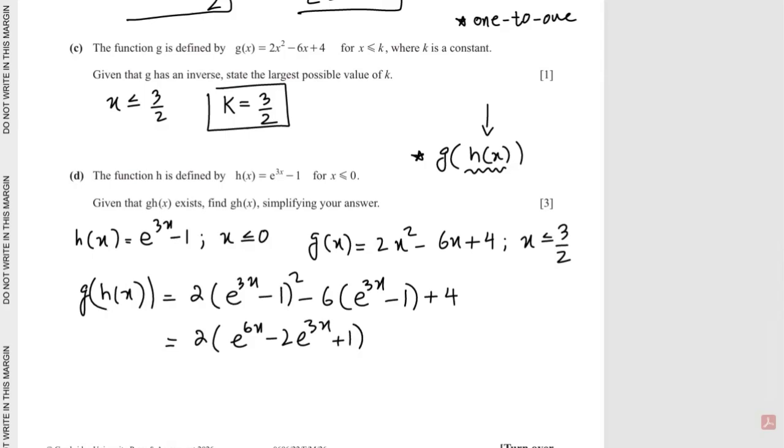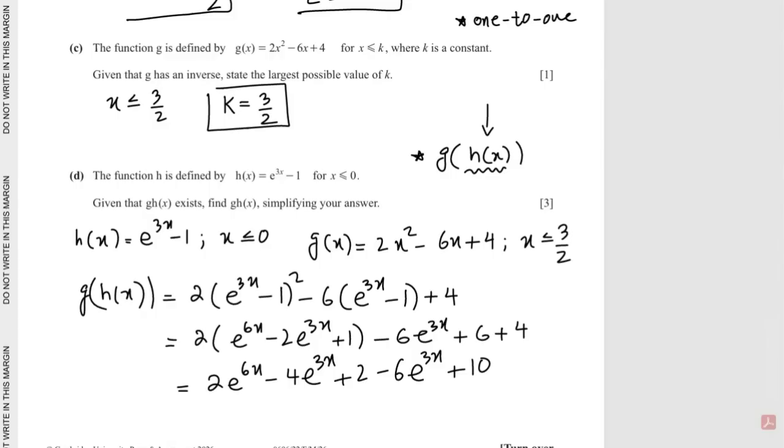Know your expansion, students. You should be able to expand quickly. If you are not good with these identities, you can always expand the double brackets. Plus 6 and plus 4. So I'm getting 2e^(6x) - 4e^(3x) + 2 - 6e^(3x) + 10. So finally, I can give my answer as 2e^(6x) - 10e^(3x) + 12. So this is what they mean by simplifying your answers.